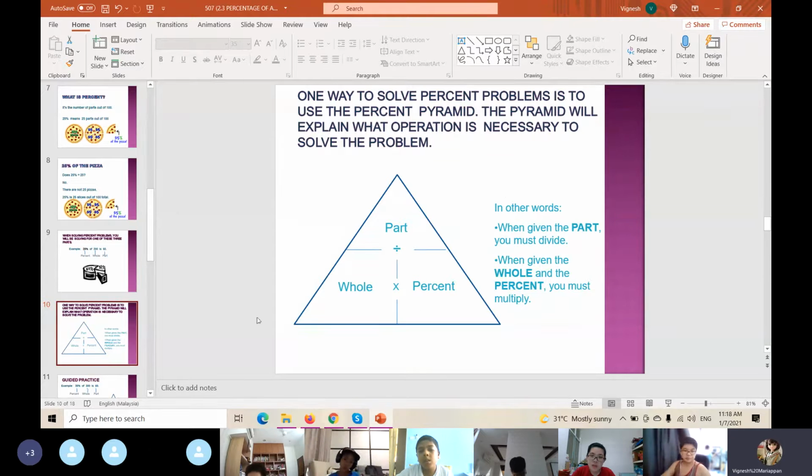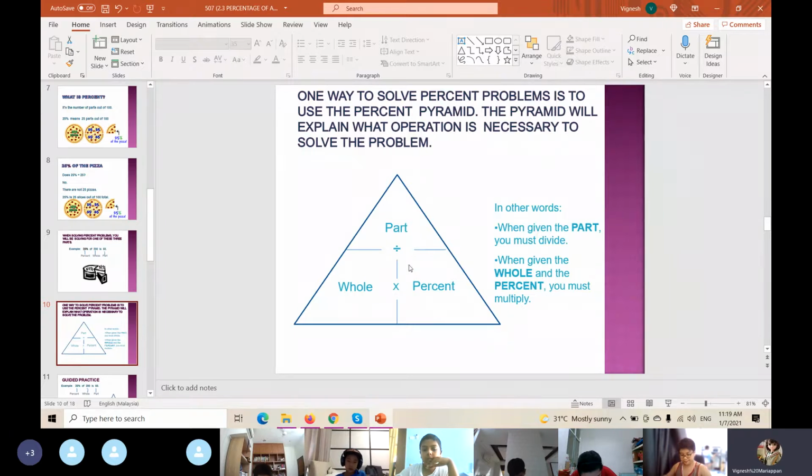One way to solve this percentage problem is to use the percentage pyramid. This pyramid overall will explain the operation, how to solve the problem. Please bear this pyramid in your mind. Please remember this, but also remember where we need to put the part, where we need to put the whole, and where we need to put the percentage. Percent and percentage are actually the same.